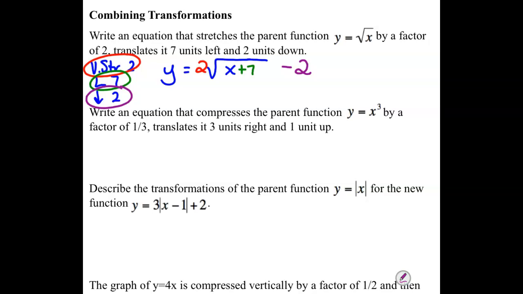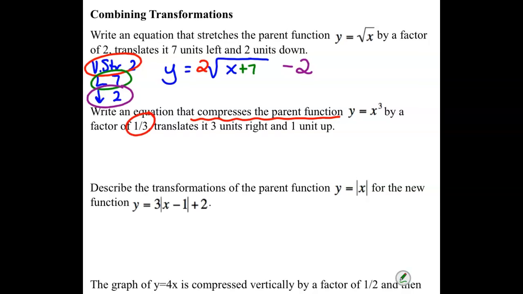Okay, write an equation that compresses the parent function. So we're compressing our parent function, y equals x cubed, by a factor of 1/3. Then we're going to translate it 3 units to the right. And then we're going to shift it 1 space up. Okay, so let's look at our parent function. We started out with y equals x cubed.